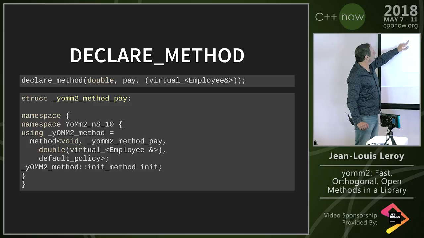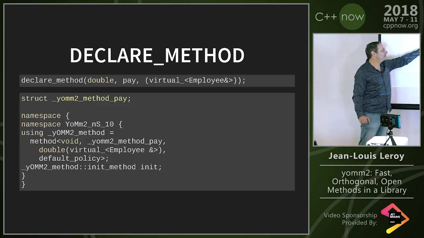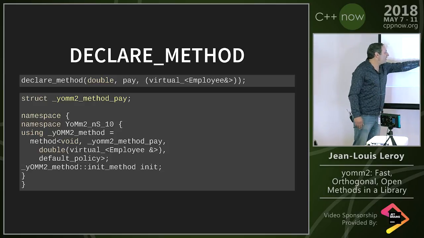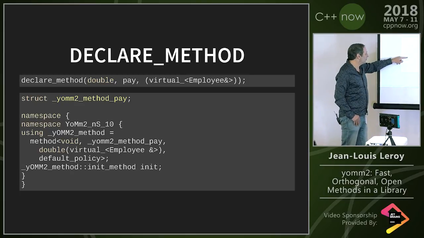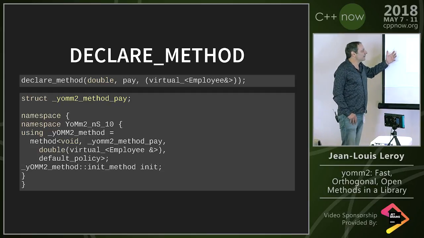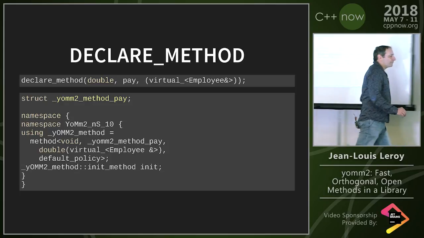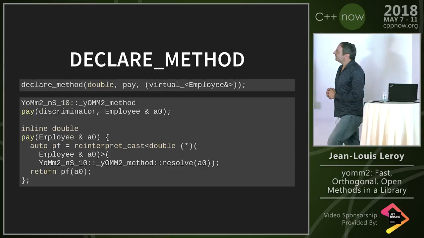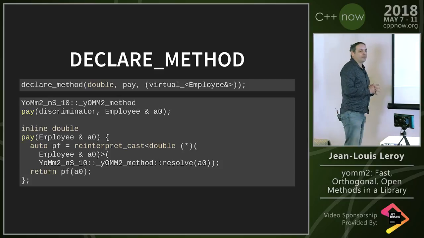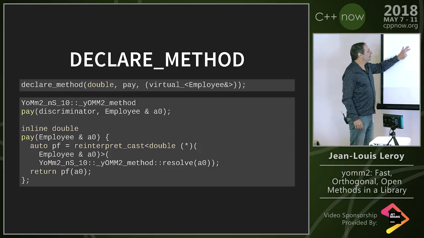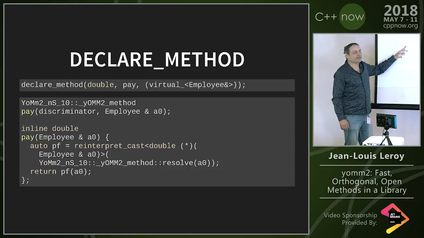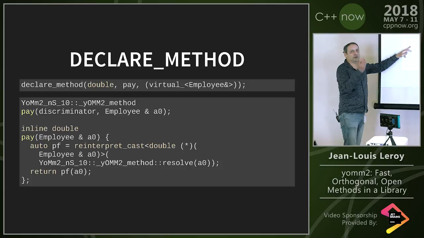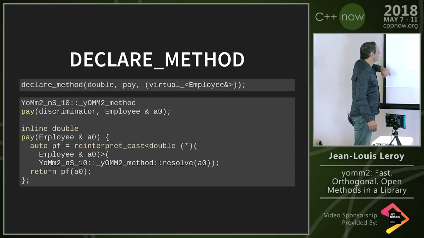Here you see, I declare a struct yomm2 method pay. And I just declare it, I don't define it. It's used as a tag. And there's the list of the function parameters. And this we don't talk about, policy. And a static constructor that registers the method in the system. And that macro also creates two functions. One which is called pay, which has the same argument list minus the virtual with one parameter added in front, which is called discriminator. Okay, I have removed yomm2 detail, to make it more readable.